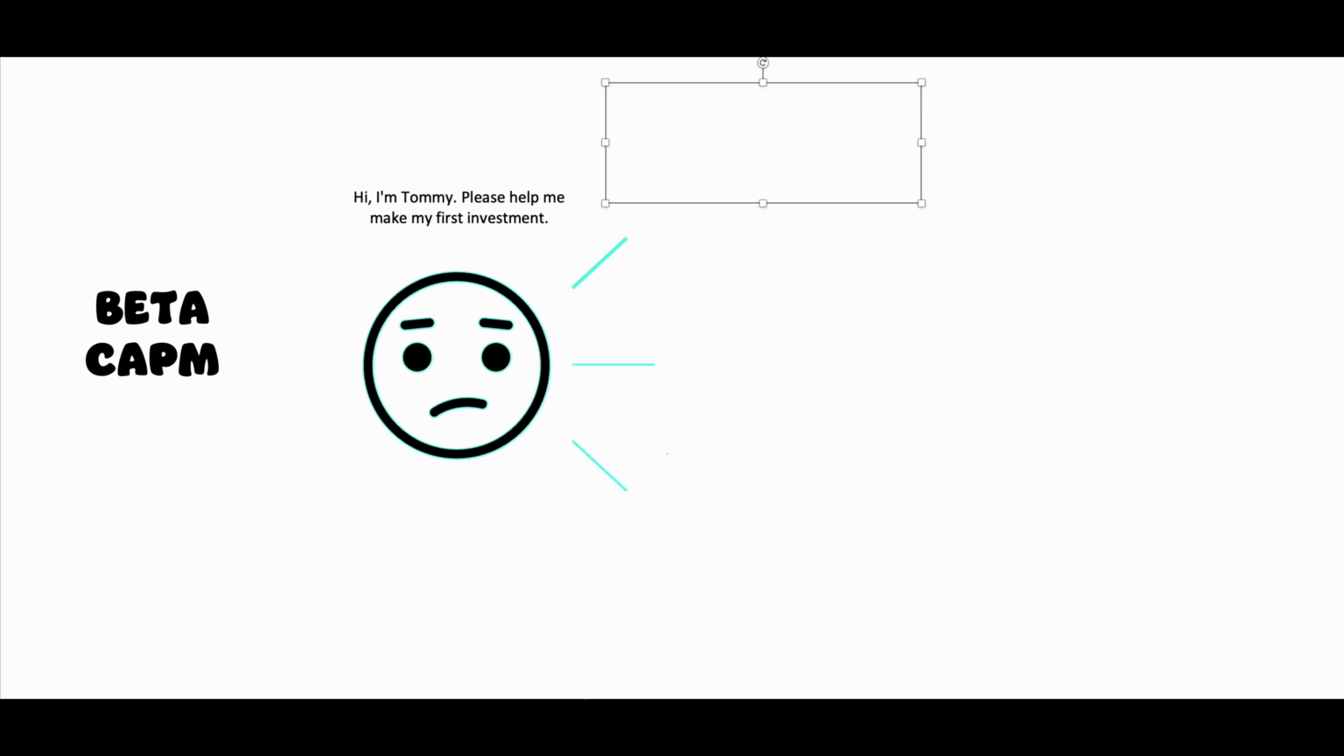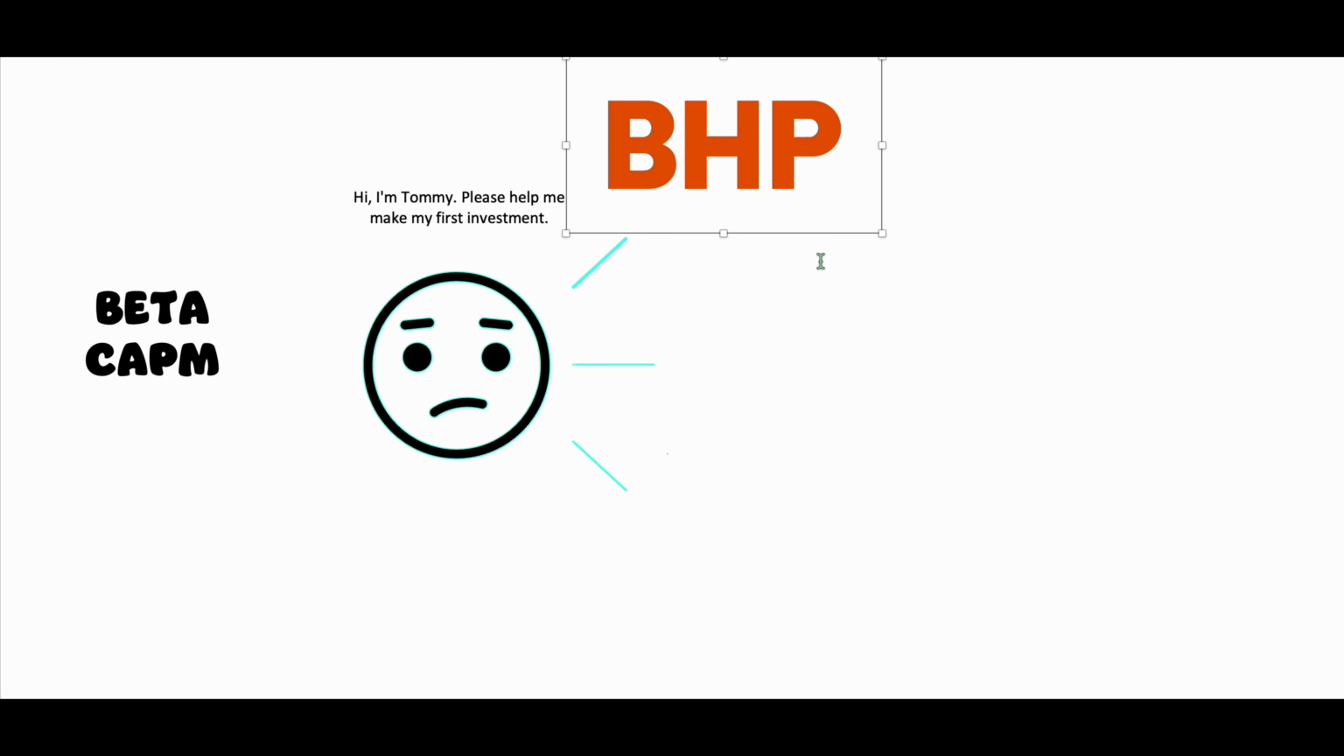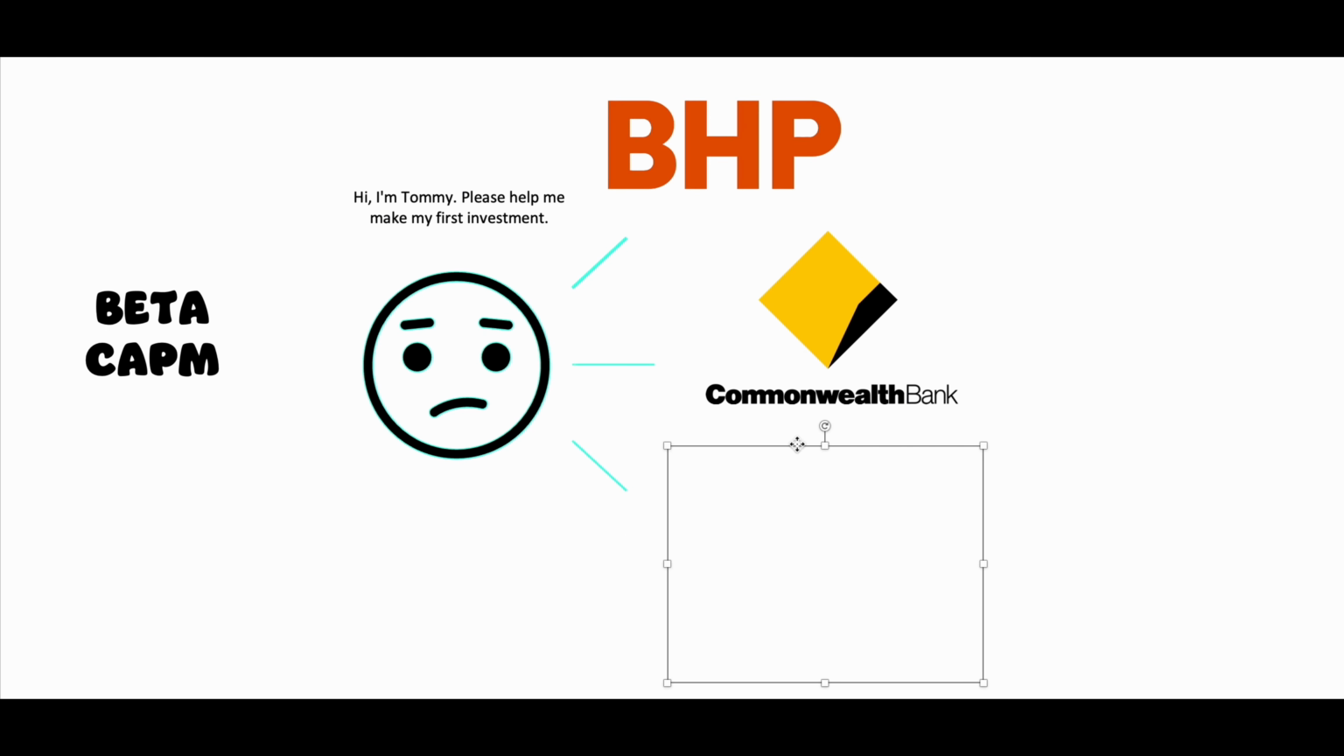Let's talk about Tommy's situation. Tommy here wishes to make his first investment of $1,000 into a single stock and seeks financial advice. He would like to minimize as much risk or volatility but maximize the yield on his long-term investment. Sometimes this may be feasible, sometimes not. In his interest, we'll be focusing on BHP, CBA, and Qantas.